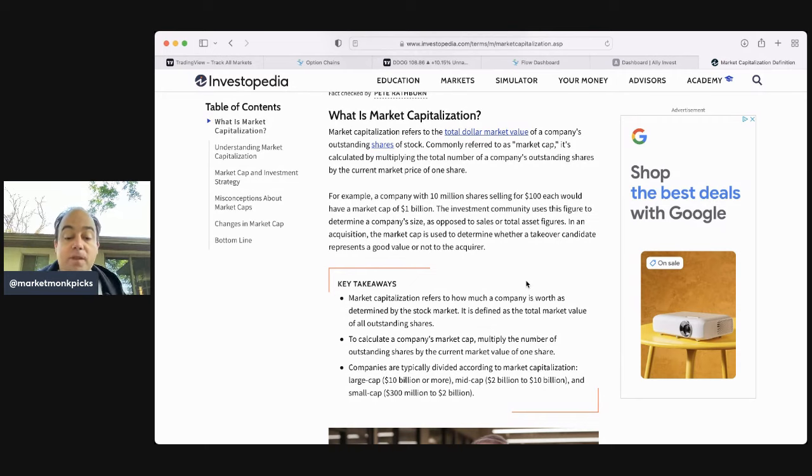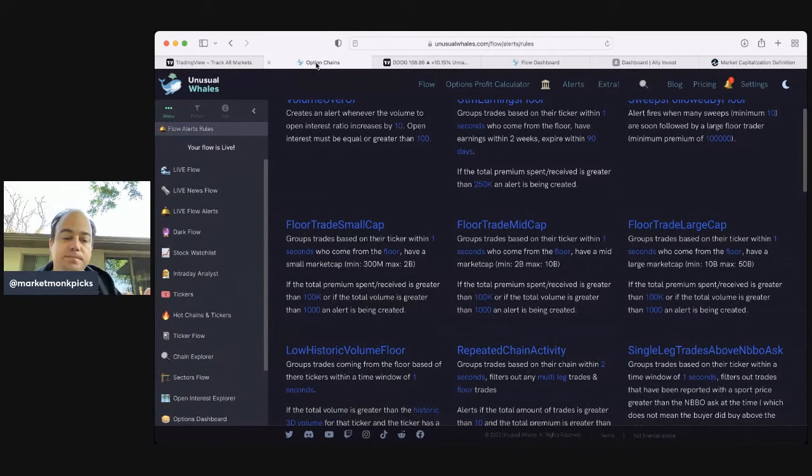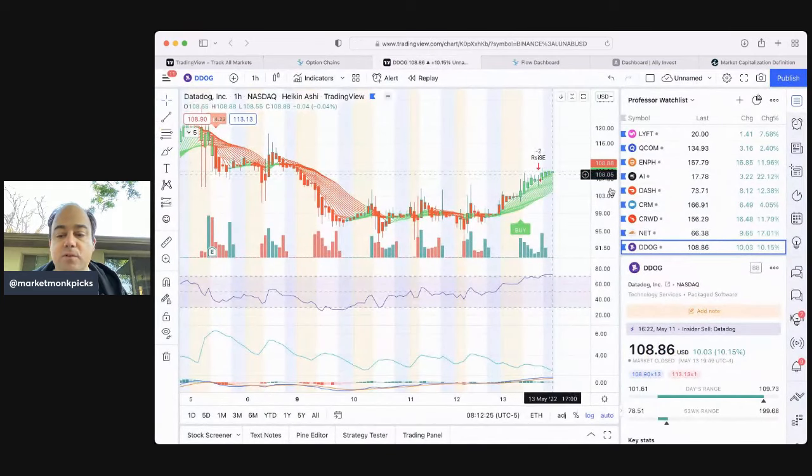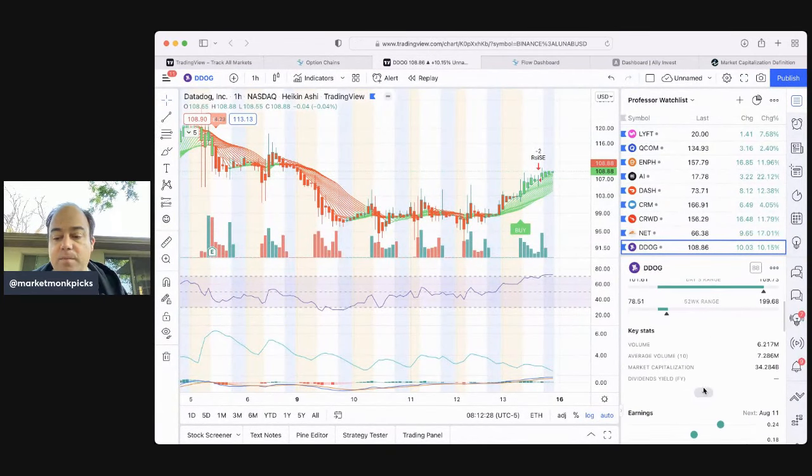Okay, and how they organize it typically: large cap, 10 billion or more; mid cap, 2 billion to 10 billion; small cap, 300 million to 2 billion. A lot of the resources on Unusual Whales are organized in this way by market cap. If you're ever curious about a company's market cap, if you were to use TradingView, any decent chart software is going to give you this information.